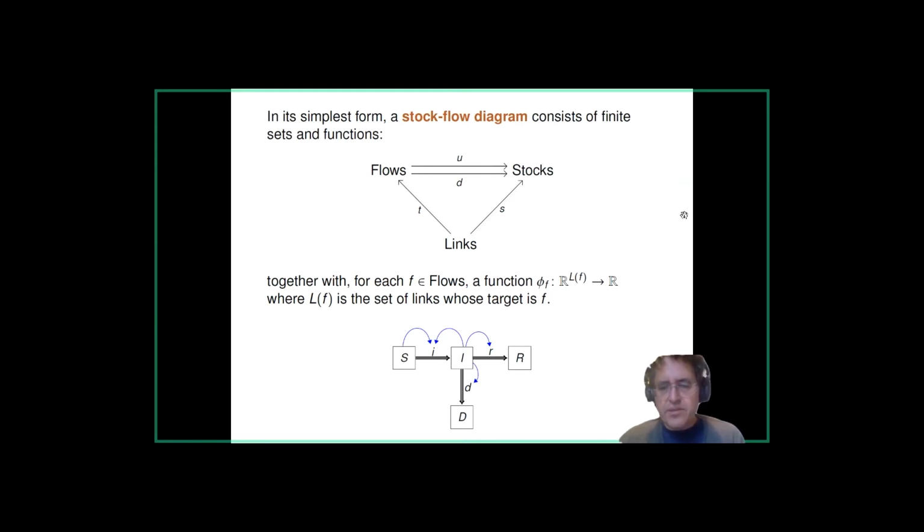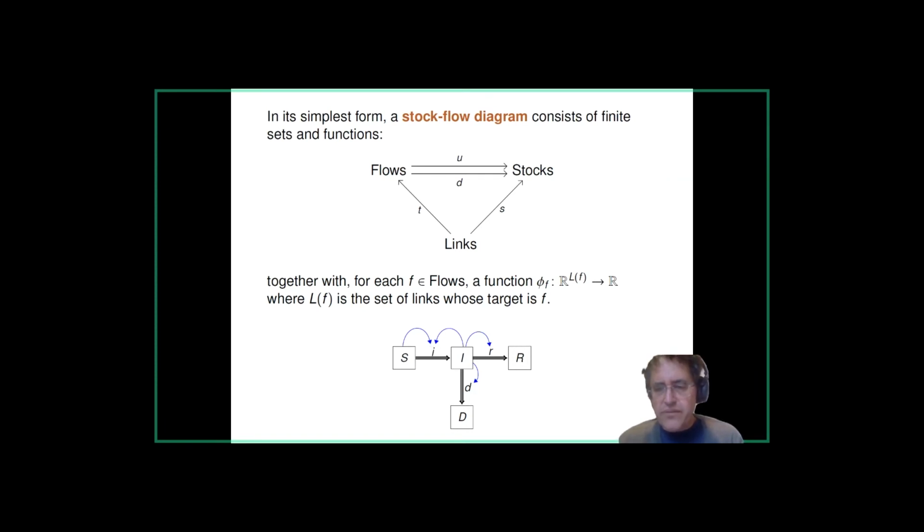But then there's an extra aspect, which are these links, which here are drawn in blue. So every link has a source, which is a stock, and a target, which is a flow. So each blue arrow points from a stock to a flow. And you can have multiple blue arrows pointing to the same flow. What those blue arrows describe is how the flows depend on the stocks. So for example, the rate at which susceptible people become infected depends both on the number of susceptible people and on the number of infected people. That's what these two blue arrows are indicating.